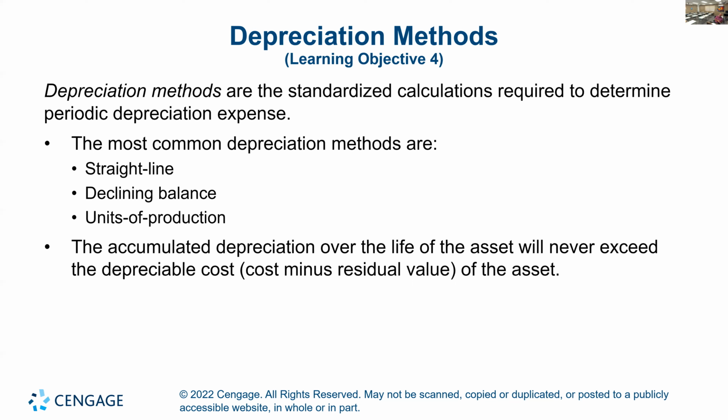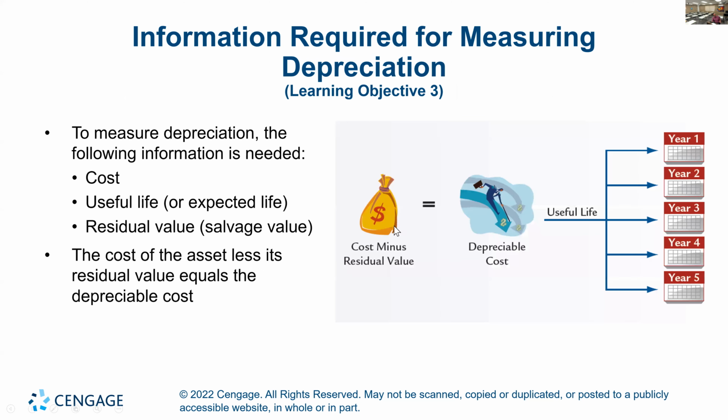But we're going to worry about the 3 most common kinds of depreciation methods. We have the straight line, the declining balance, and the units of production. The most important thing we need to remember here is that no matter what method we use, we can never make the accumulated depreciation higher than the original cost. Once we have depreciated the whole cost, even if we're still using the asset, we just no longer have depreciation expense.